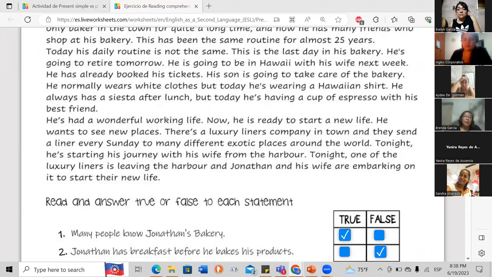Liner. Liners. Repeat that. Liner. It will start a new life. Yes. Retire. Also that word, retire. Okay. Good job. Okay, good job, Brenda.